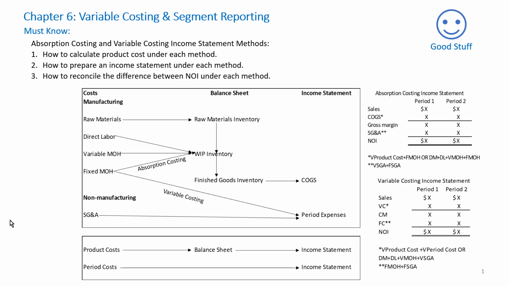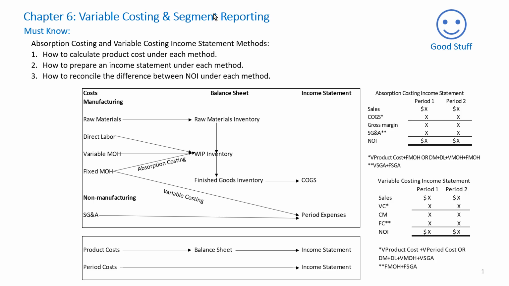Chapter 6, Variable Costing and Segment Reporting. Hello all. Another chapter with good stuff. This chapter gives you a 2-for-1. We will cover topics related to variable costing income statements and absorption costing income statements, as well as segment reporting.